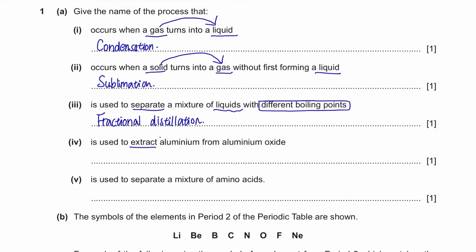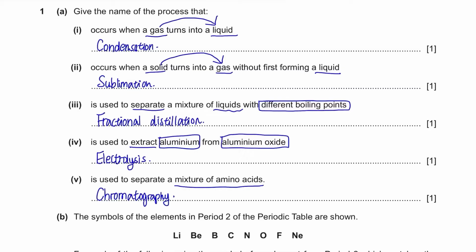Is used to extract aluminum from aluminum oxide. So aluminum requires a special method to be extracted. It's called electrolysis. Is used to separate a mixture of amino acids. Amino acids are colorless and we need another special method which is called chromatography.